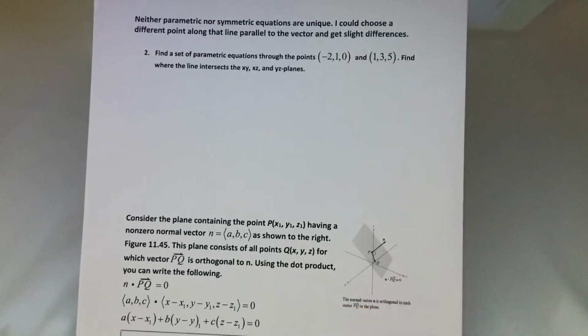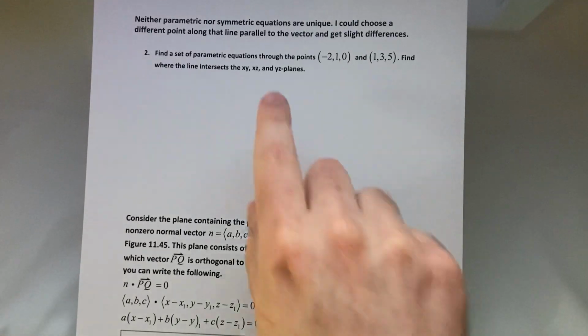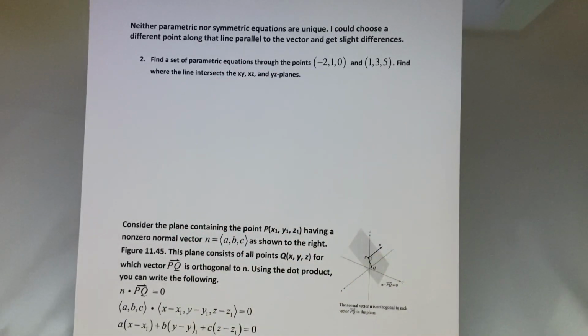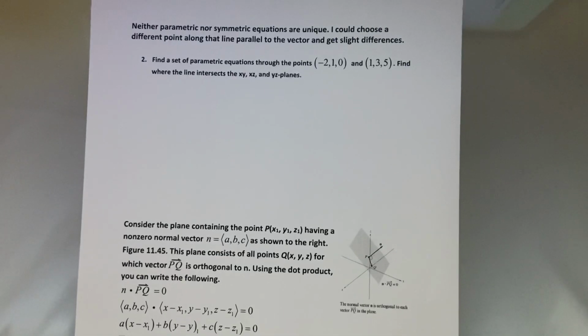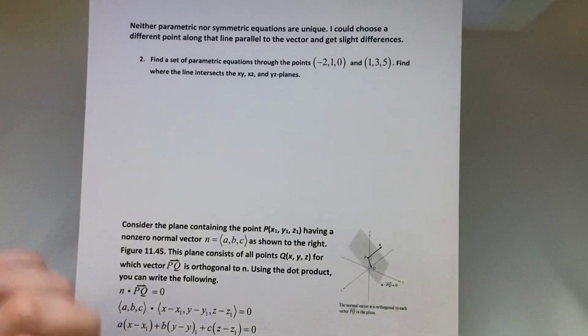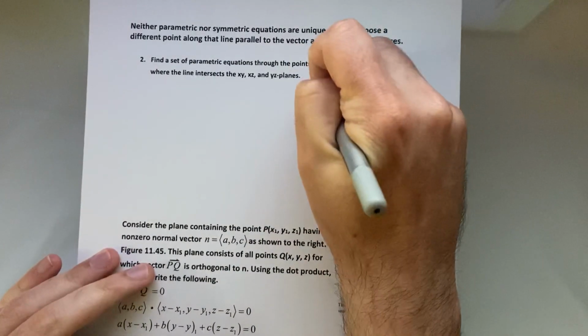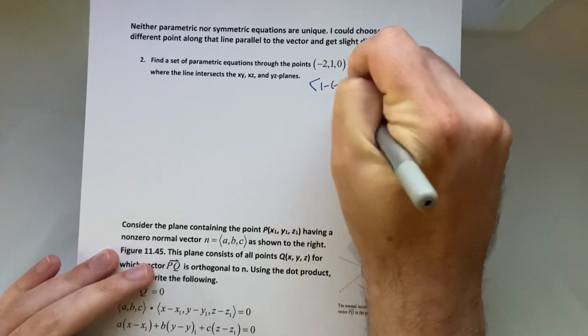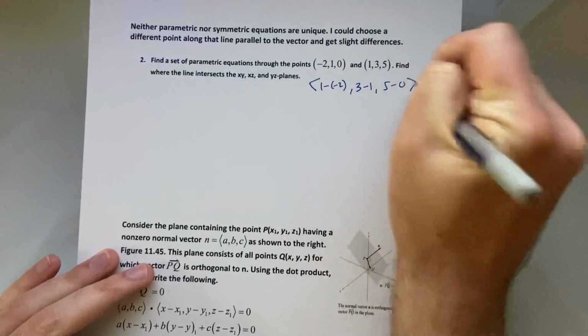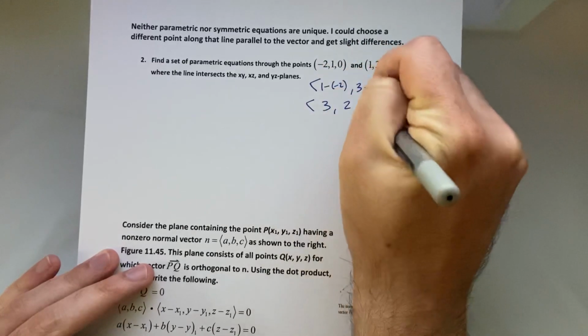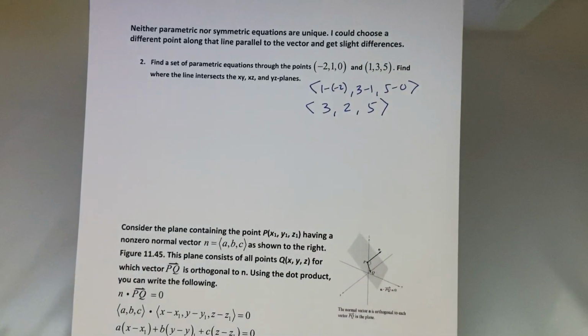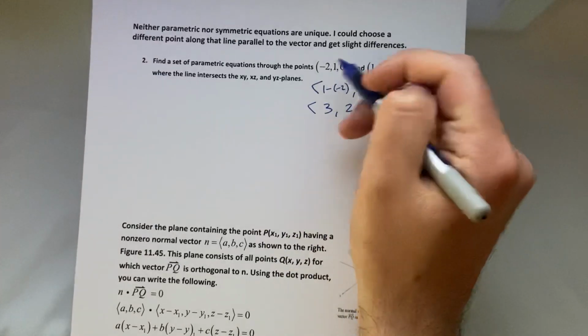So find a set of parametric equations through the points negative 2, 1, 0, and 1, 3, 5. Find where the line intersects the xy, xz, and yz planes. Now, if it's intersecting the xy plane, that means z is 0, xz plane, y is 0, yz plane, x is 0. So first, let's find the vector. In order to do that, we have to look at the difference between these two. That would be 1 minus negative 2, 3 minus 1, 5 minus 0, which is 3, 2, 5. And technically, we could choose either point as the starting point. I'm just going to choose the one with the 0.